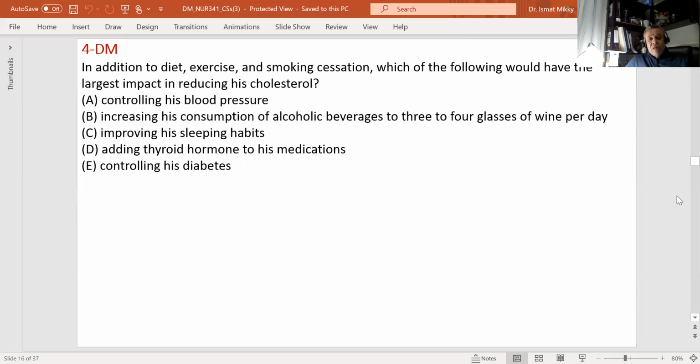So controlling the diabetes would therefore be the only choice that would directly contribute to positively affecting his lipid profile, lowering the LDL and the triglyceride levels, and therefore it will decrease total cholesterol.